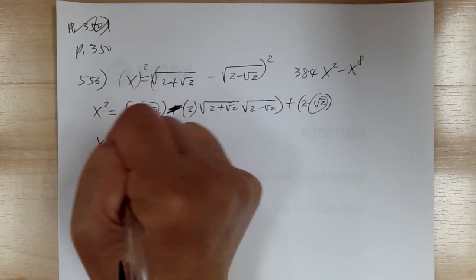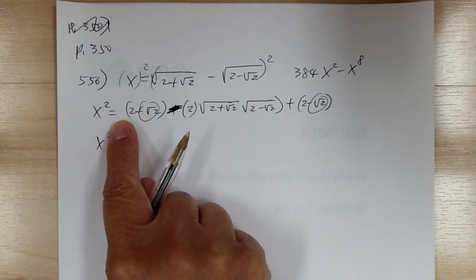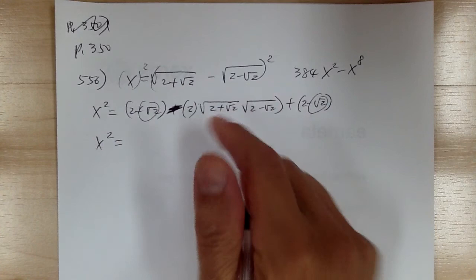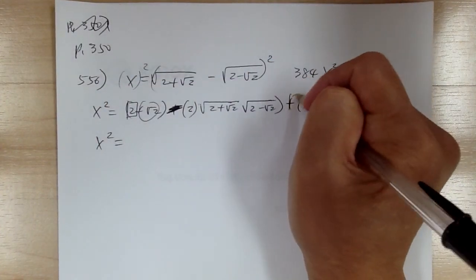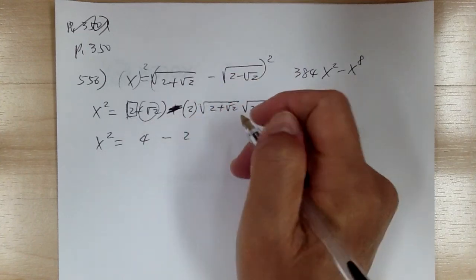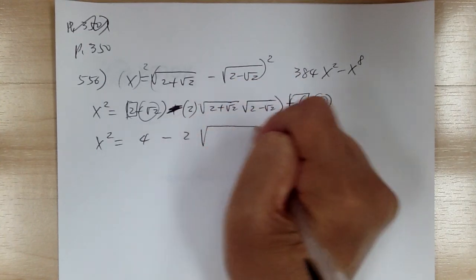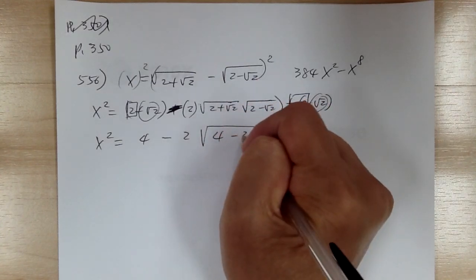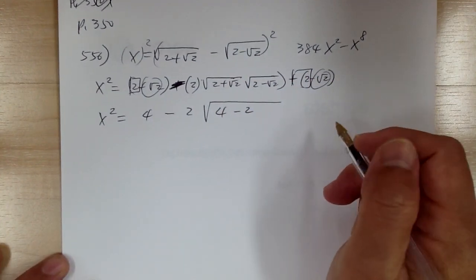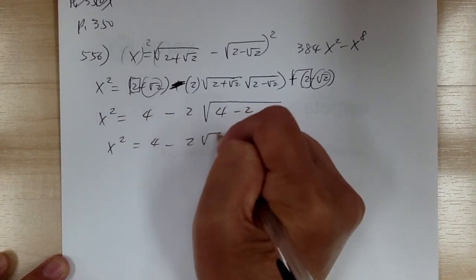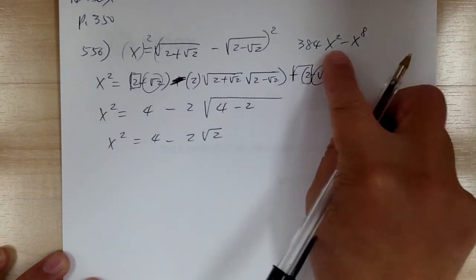So x squared will equal to, there's a 2 and 2 in here, so it would be a 4, and minus 2 square root of, now this is a conjugate, so when you multiply, you're going to get 4 minus 2. Okay. And so x squared will equal to 4 minus 2 square root of 2. Okay, so we got x squared.